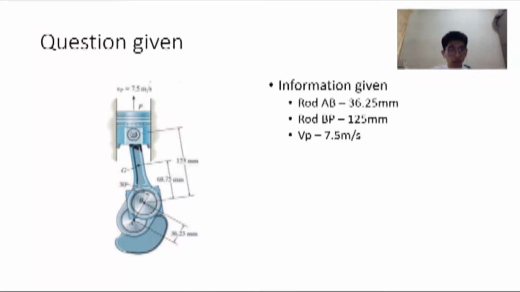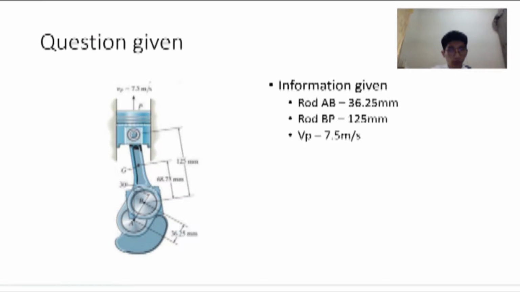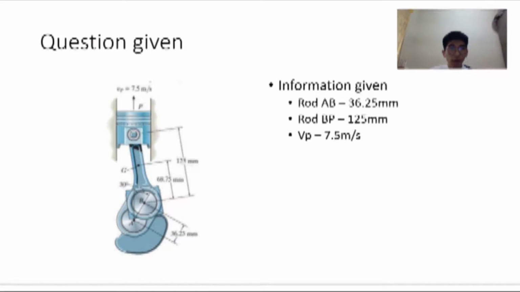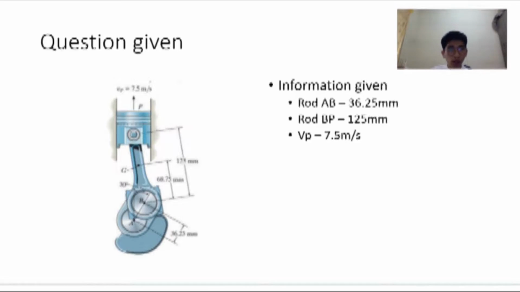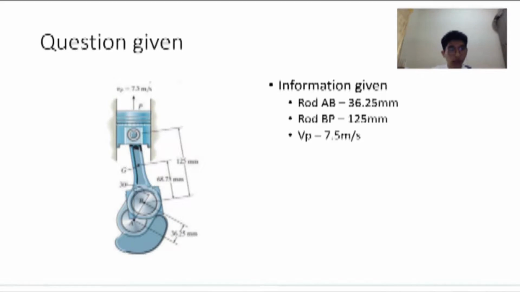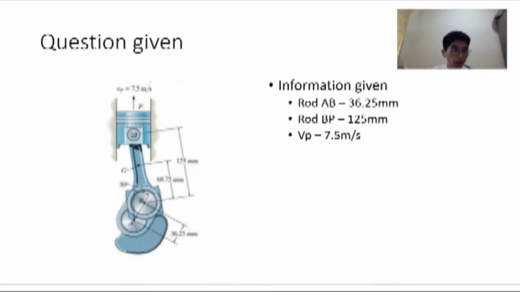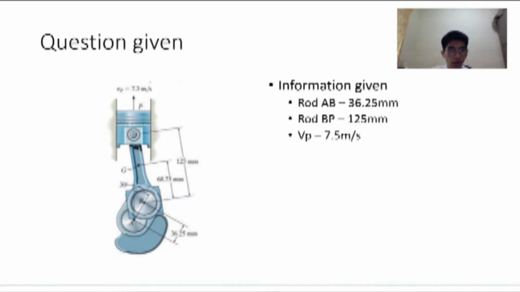Good day, I'm Liu Yuhao, and today I would like to present the model drawing in GIM software. First of all, the information is taken from the question, which is the length of rod AB, the length of rod BP, and the velocity of the piston P.